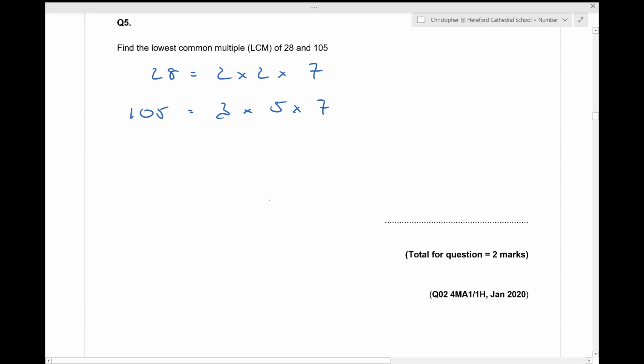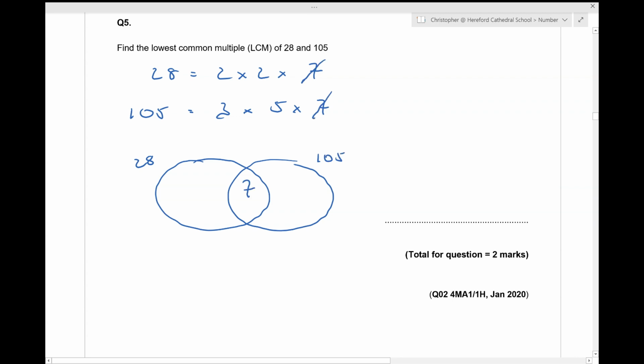Now I'm going to put these factors into a Venn diagram. I'm going to have the factors of 28 here and the factors of 105 on the right. What appears in both? 7 appears in both. Nothing else does. So 28 needs a 2 and a 2, and 105 needs a 3 and a 5. So the lowest common multiple is 2 times 2 times 7 times 3 times 5. And on my calculator, that is 420.